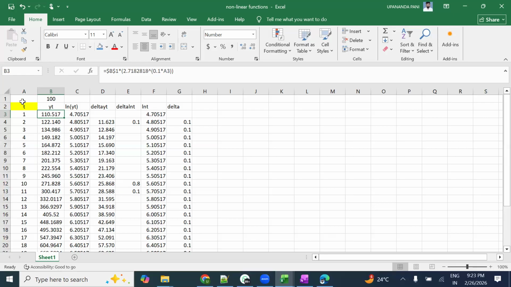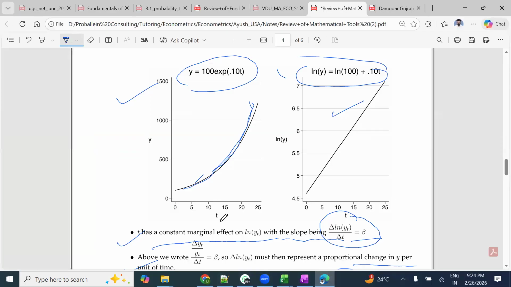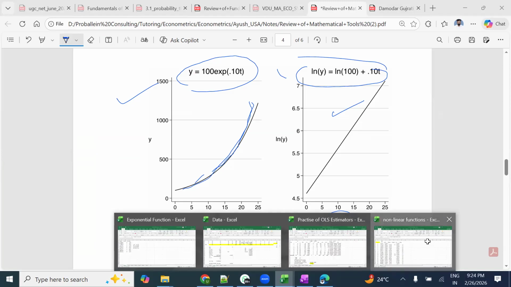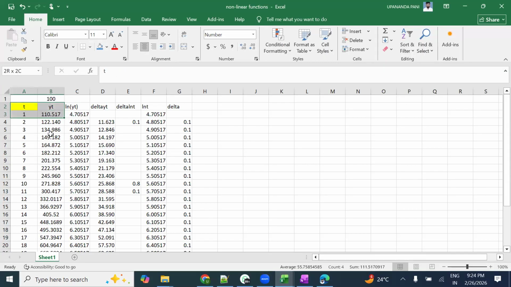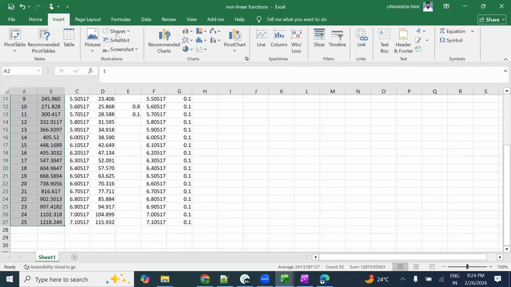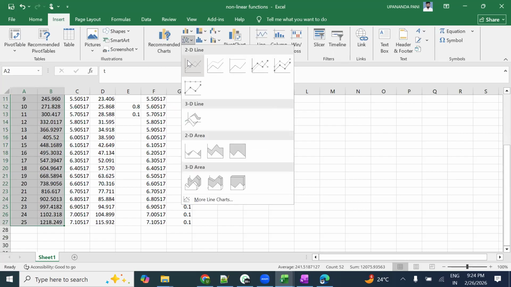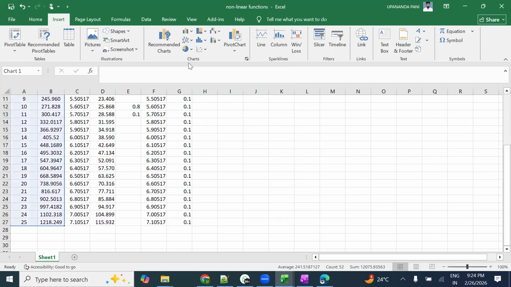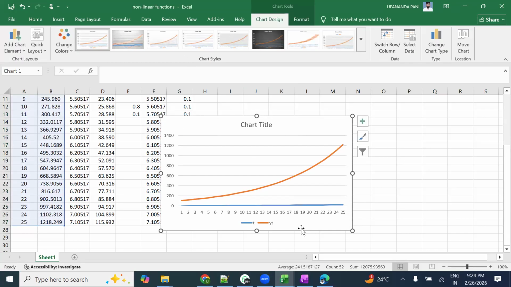We can try, not a problem. But what is our x? I'll show it. It will take little time. T and y we have to plot, right? Let me show you. If we plot our t and y, you just see, this is our y. Go to insert. One is I will be using. Just see. Can you see? Yes, sir. So this is your t and this is your yt.